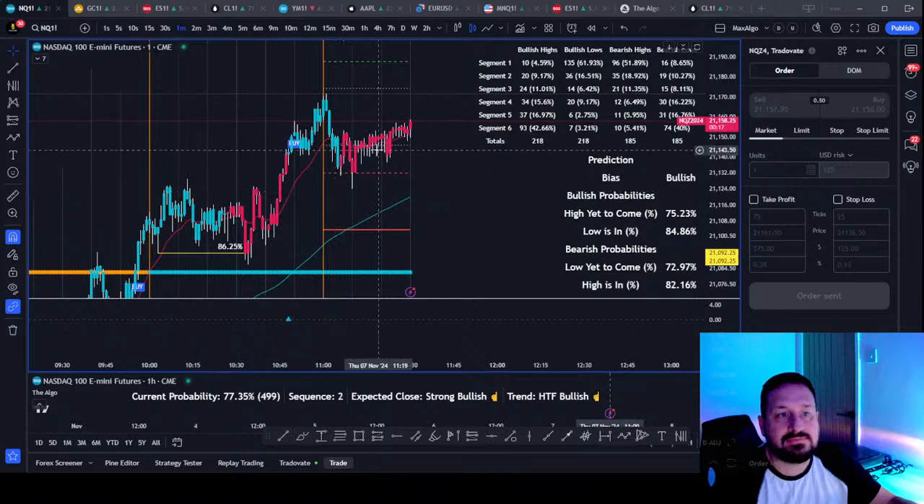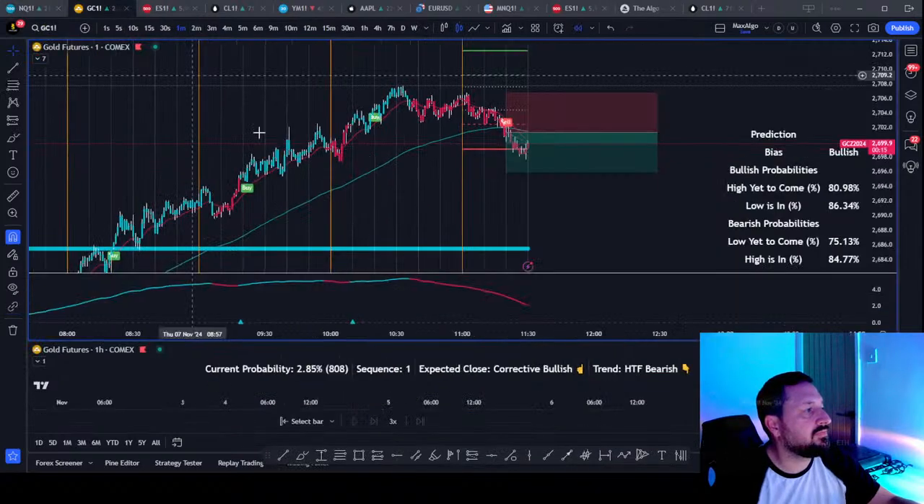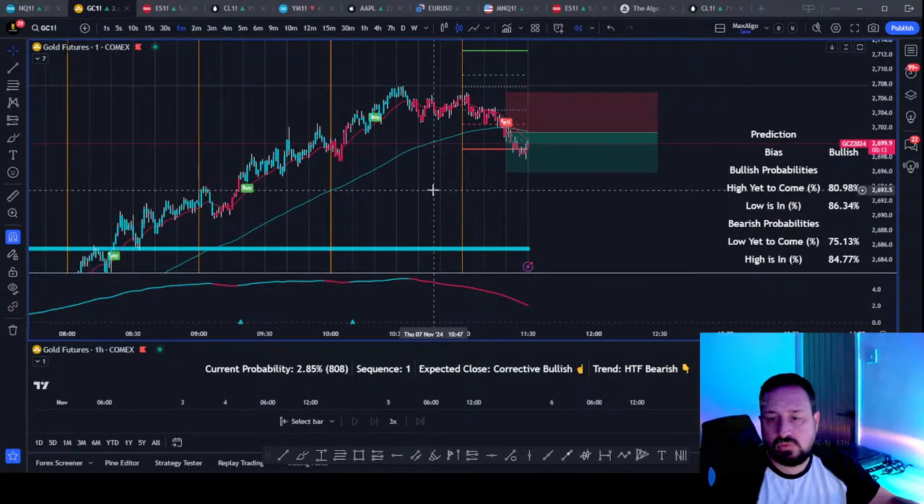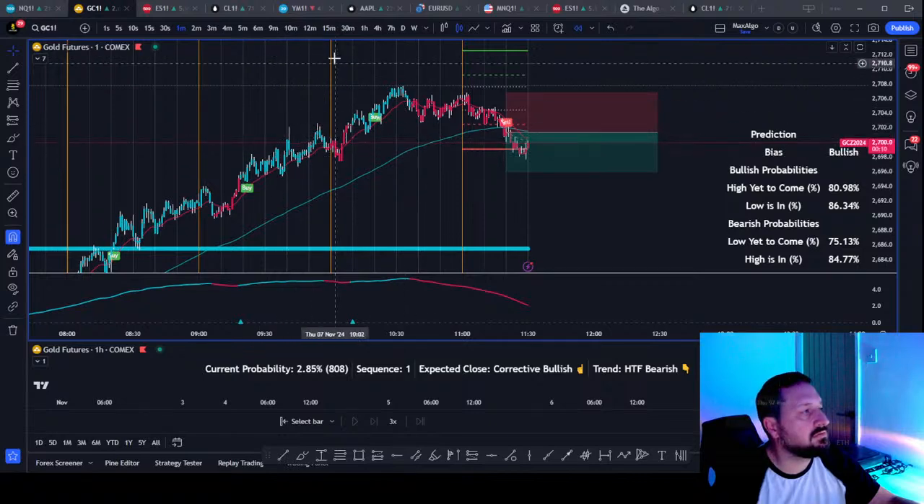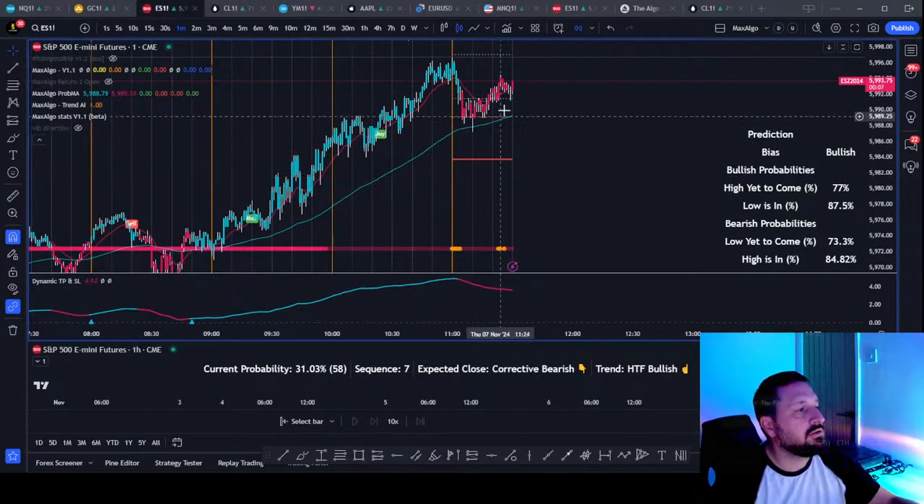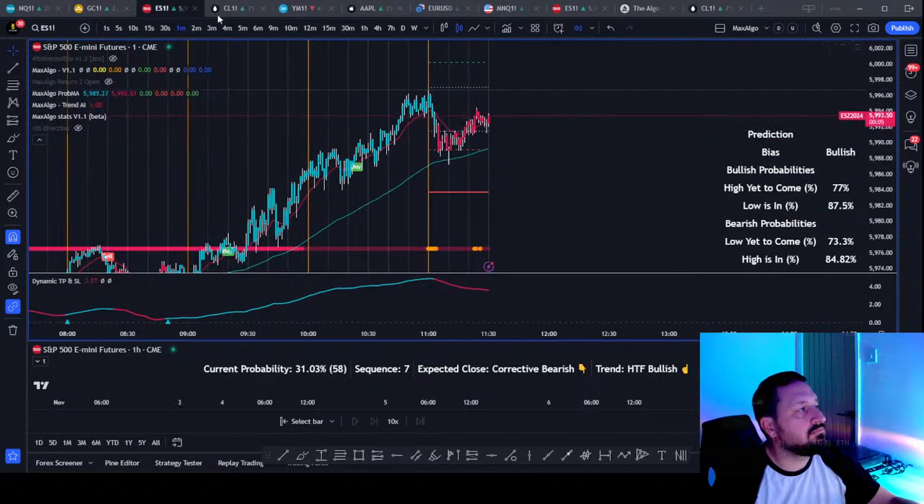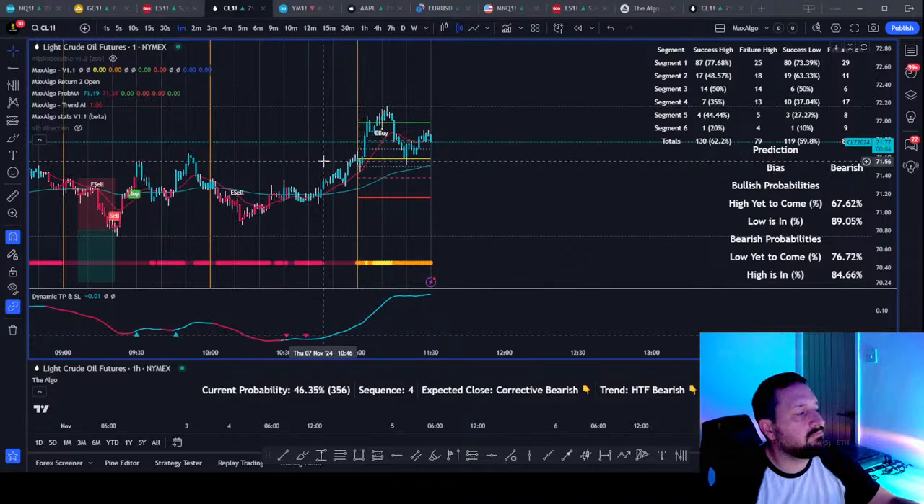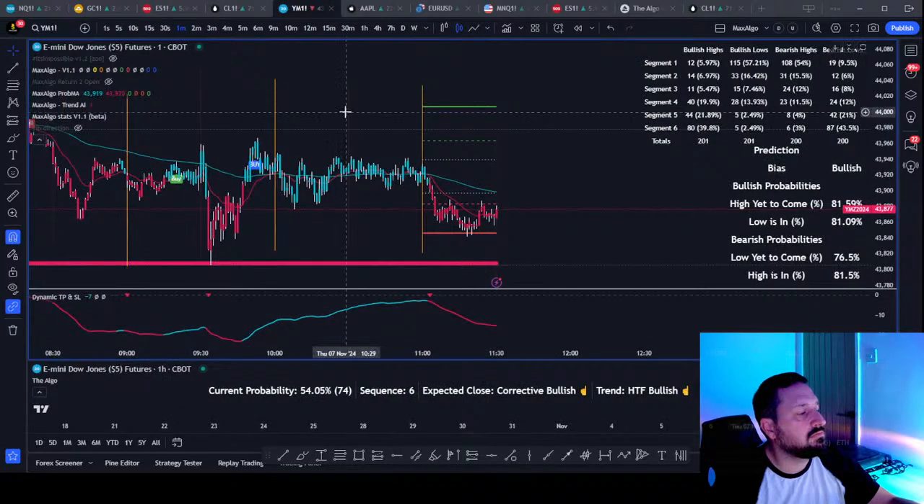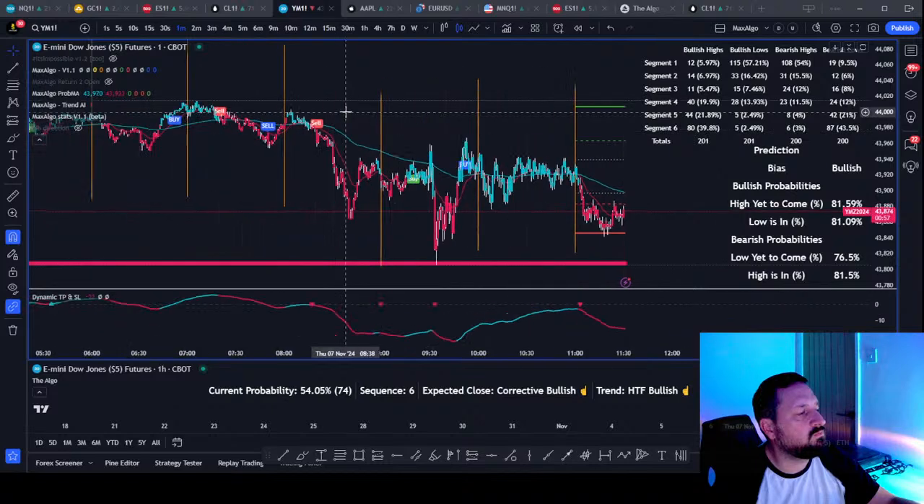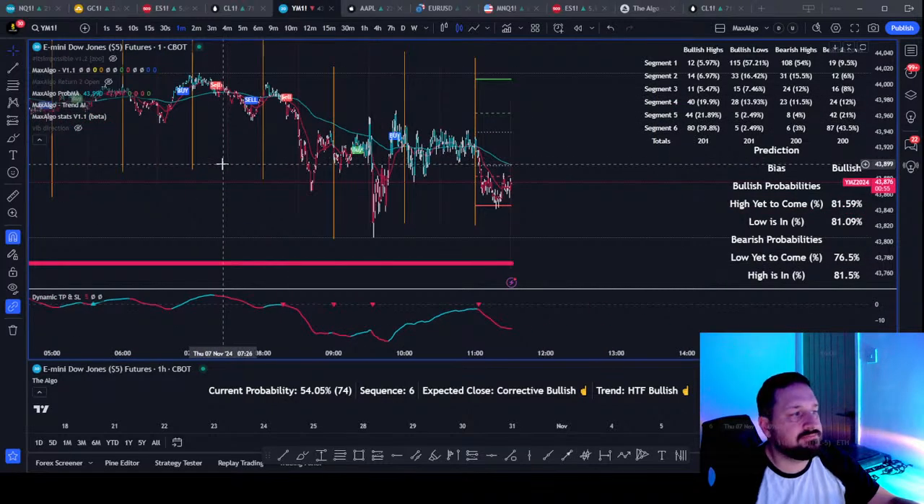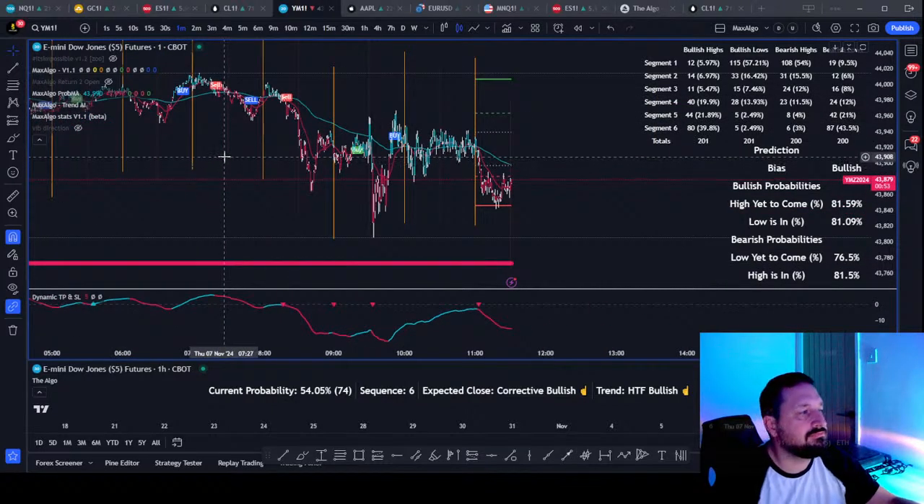See how gold's doing? Ooh, coming back on us. CL's in an inside day.